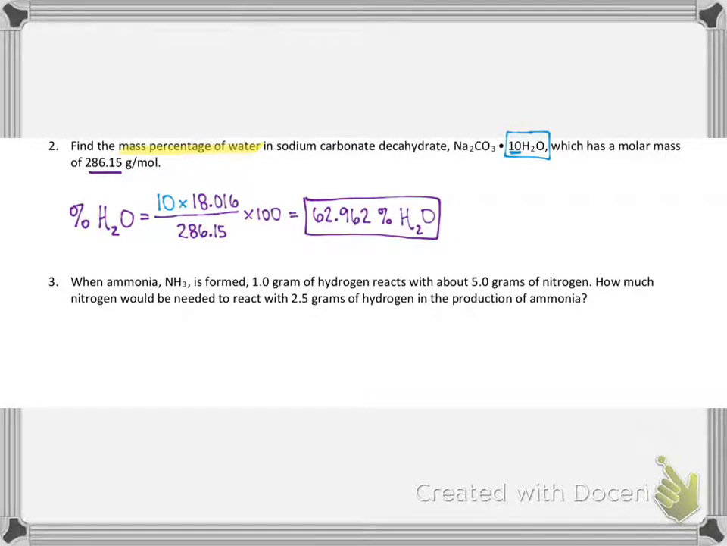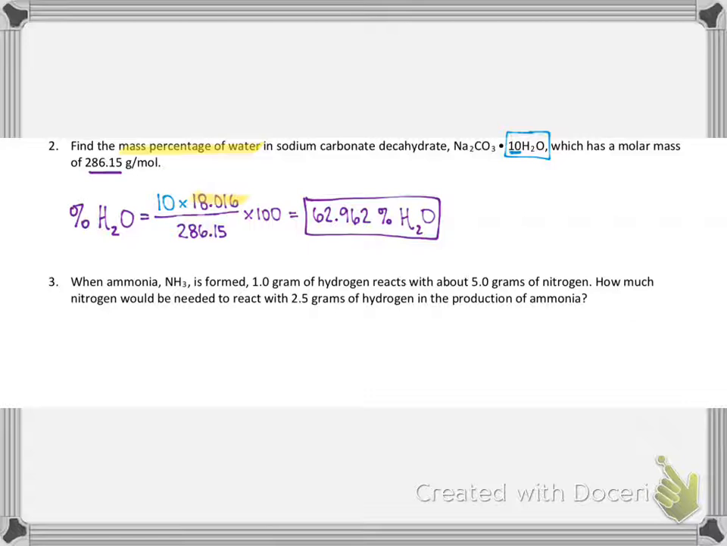In this case, because you're looking for the percentage of water, you need the mass of water on the top, but you have to remember to multiply it times 10 because, of course, it's a decahydrate. Other than that, you're just doing the same old calculation. Nothing tricky here. All right, next problem.